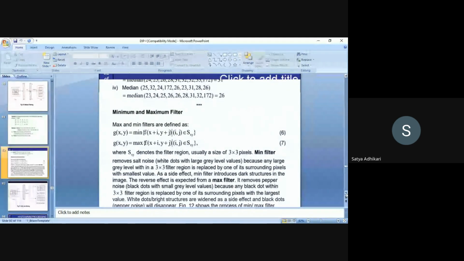And the max filter plays exactly the reverse role of the minimum filter. It removes the pepper noise, black dots with small gray level values, because any black dot within the 3x3 filter region is replaced by one of its surrounding pixels with the largest value, the brightest value. So there should be no darkest value. It is replaced by the gray level value which is the maximum, the brightest. So that is why the black spot is replaced. There are two types of noise: salt noise, which is removed by the min filter, and pepper noise, which is removed by the max filter.